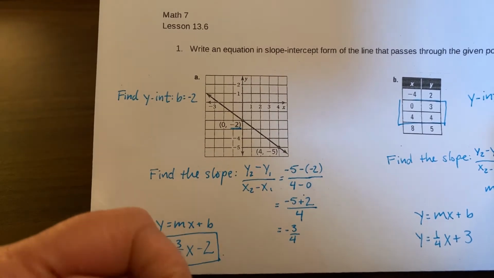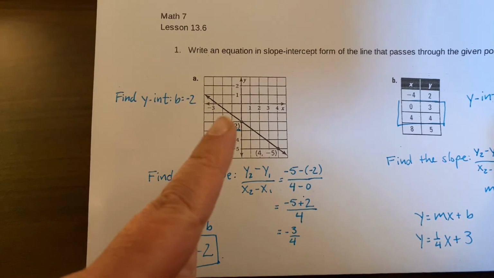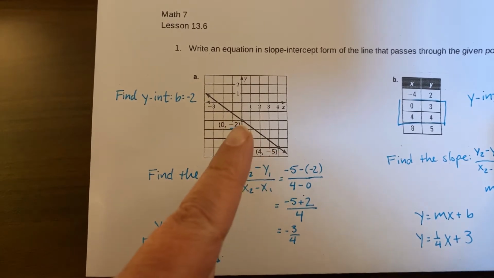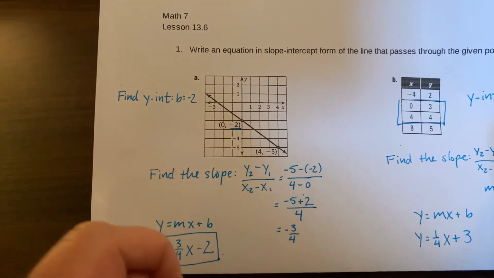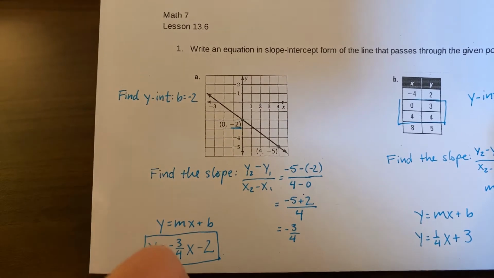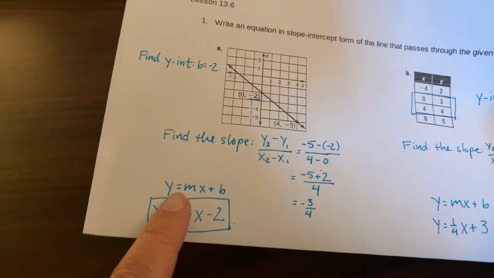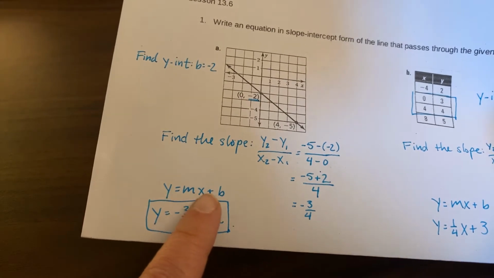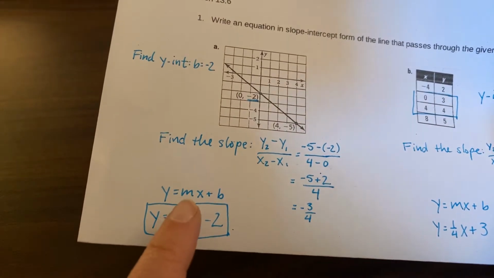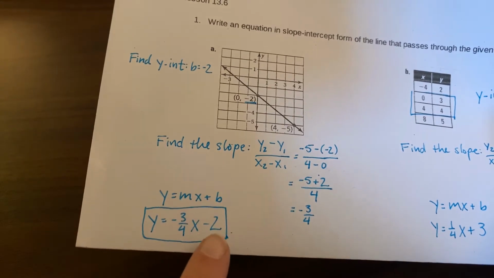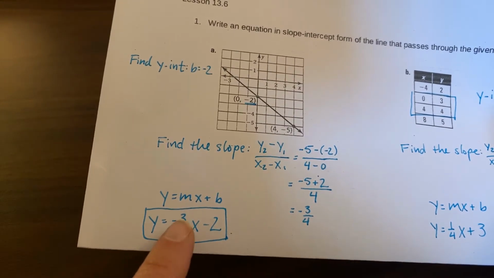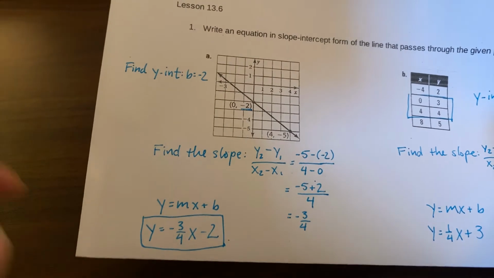Then we need to find the y-intercept. So where is it crossing the y-axis? There it is at 0, negative 2. So negative 2 is b, or your y-intercept. And so we write the form y equals mx plus b, and then we fill in the negative 3/4 for the slope, and we fill in the negative 2 for b. So y equals negative 3/4 x minus 2.